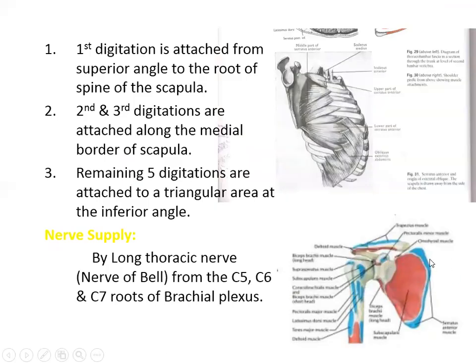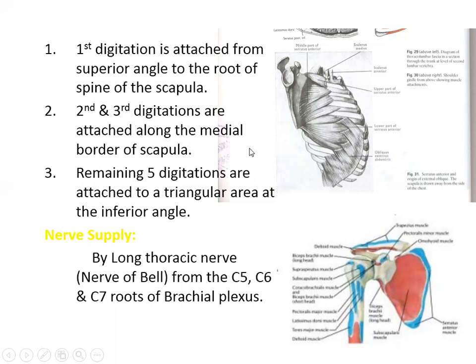Okay. So if you see here, the first digitation coming from the first rib will go and attach to the superior angle, to the root of the spine of the scapula. So this is the superior angle up to the spine. The spine will be seen from the dorsal surface, so the spine will come all the way up to here. So this first digitation will be attached from the superior angle up to the root of the spine of the scapula. So this whole area is occupied by just one digitation coming from the first rib.